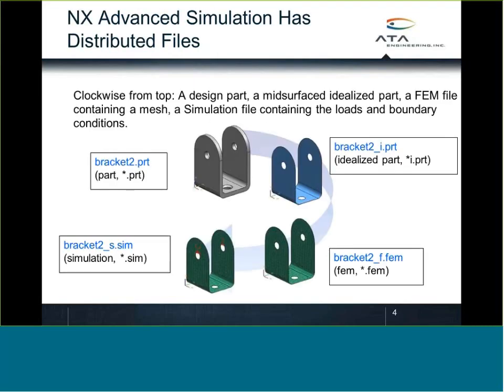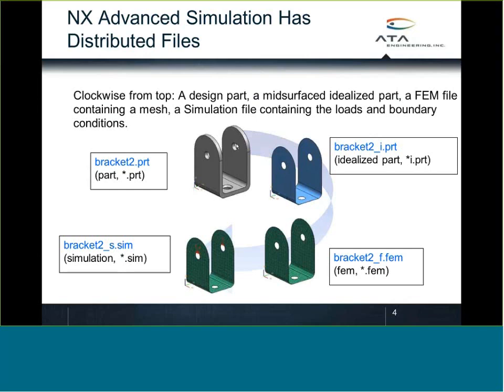So like I said, I'd like to start just by describing from a high level some introductory concepts in NX CAE. And the first thing I'd like to point out is that NX Advanced Simulation has a distributed file structure. So if you look at this image you see in the slide, at the top left you see a standard part file. Now I'm sure almost all of you are familiar with these part files. These are the standard CAD files that we operate with when we're doing modeling and design.